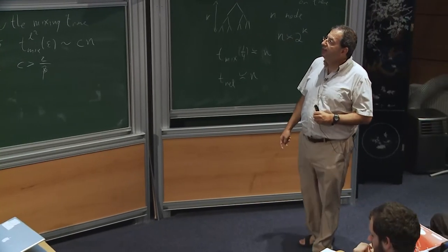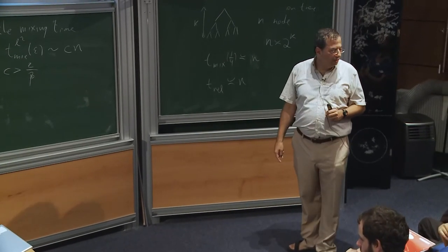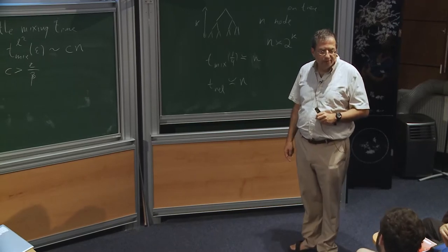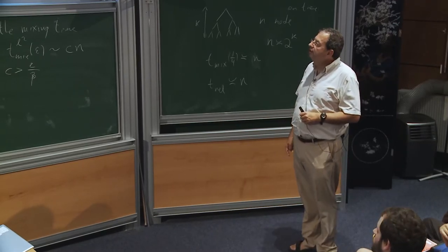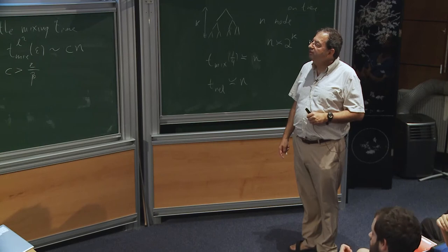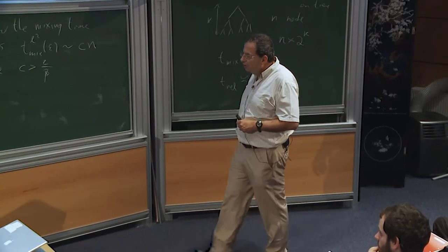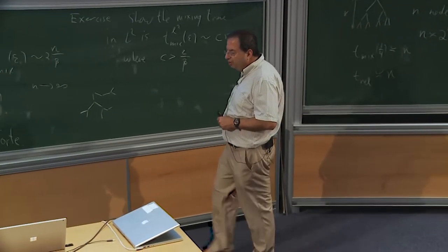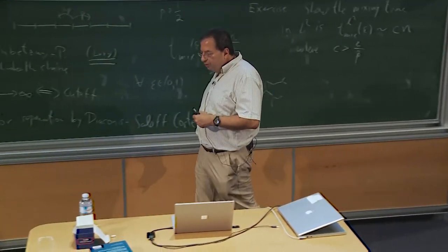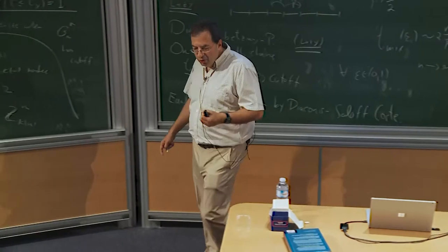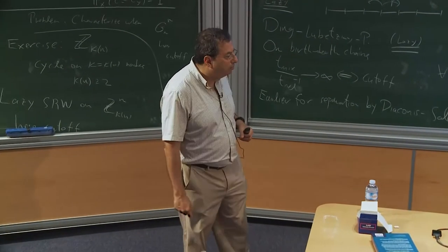And it has cutoff at time n log n with a constant of 1. We'll justify that shortly. Now for the upper bound, one uses a strong stationary time. So here's a strong stationary time.